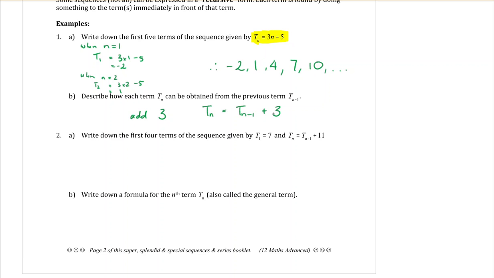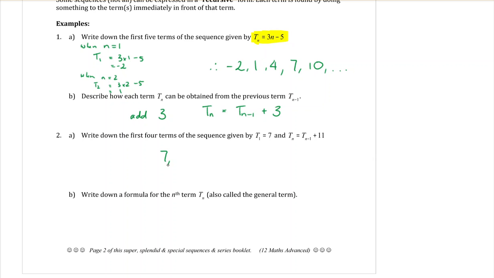Question 2. Write down the first 4 terms of the sequence given by T1 equals 7, Tn equals T of n minus 1 plus 11. So that T of 1, it's giving me the first term, 7. Done. Okay? To find the ongoing terms in that sequence, the rule is that I take the term in front of it, this 7 here, and all I have to do is add 11.